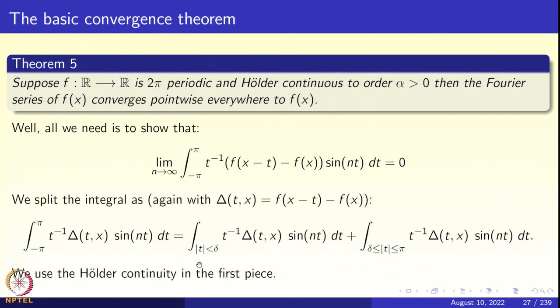So in the first piece, mod t less than delta, we use Hölder continuity. What happens is that mod of f of x minus t minus f of x is less than or equal to L times mod t to the power alpha. Remember the definition of Hölder continuity? So we must use Hölder continuity on this difference. But this difference is denoted by capital delta. So over here, capital delta of tx in absolute value is going to be less than L times t to the power alpha. All right.